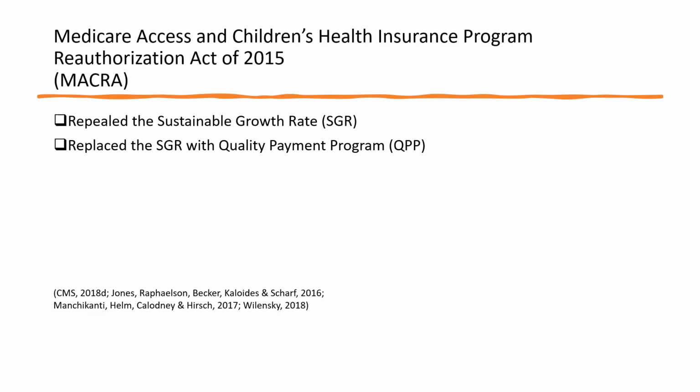So there are two things that were done through MACRA. One is it repealed the sustainable growth rate, which we will talk about. And the second thing is that it replaced the sustainable growth rate, or the SGR, with what is now known as the Quality Payment Program, or the QPP.